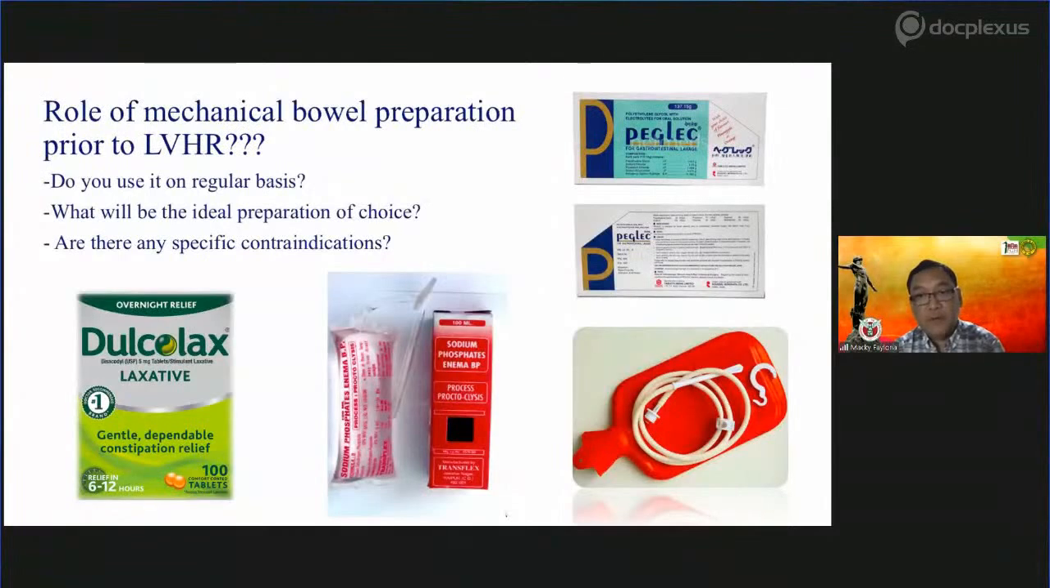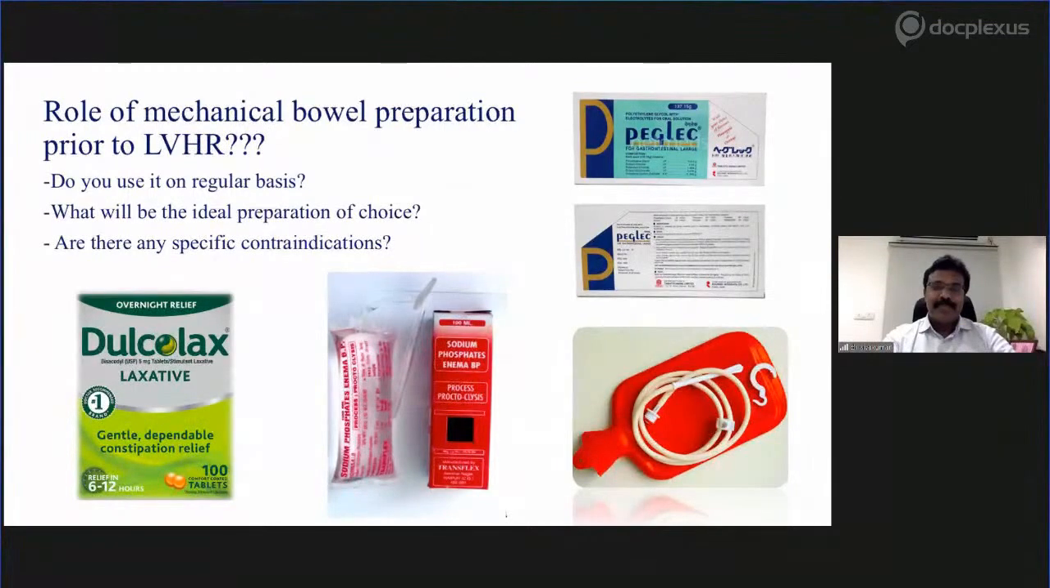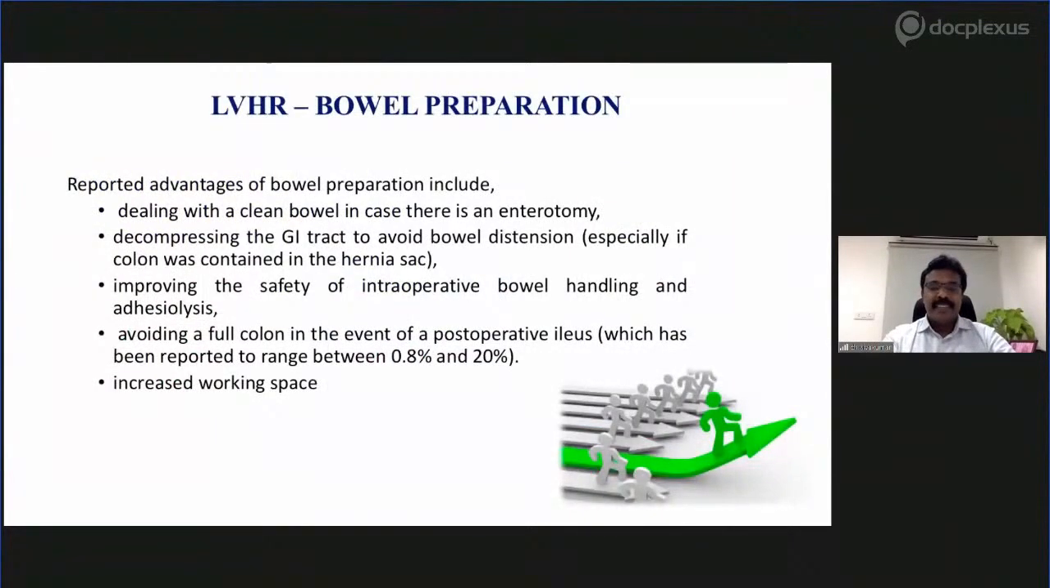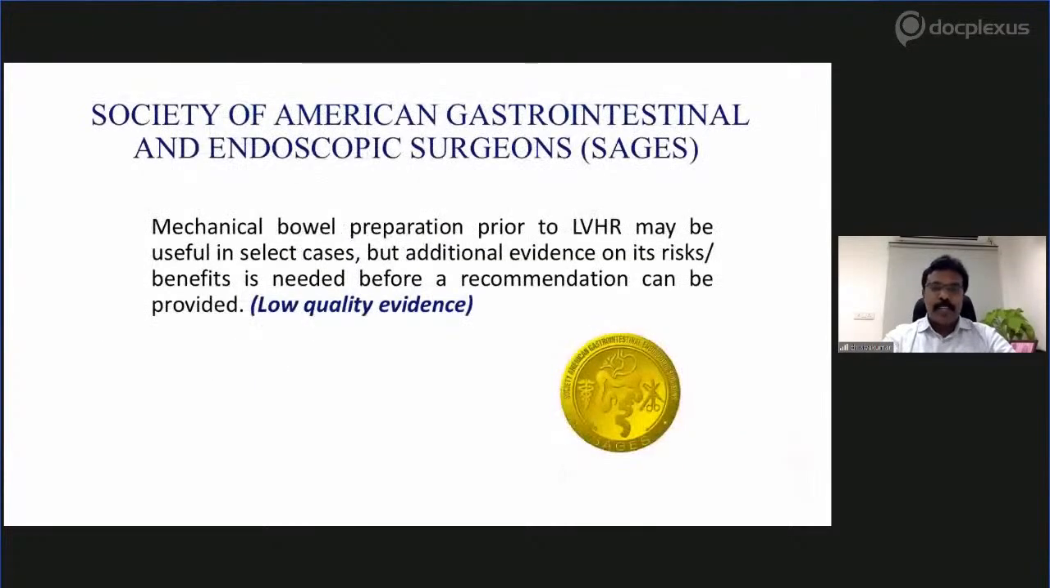Contraindication, you have to be careful with patients with renal conditions, because some may have renal effects from these different types of mechanical bowel preparations. Any other opinions, sir? If there is no other opinion, I think we can move on. But like I say, mechanical bowel preparation prior to LVHR may be useful in selected cases, but additional evidence on its risk benefit is needed before a recommendation can be provided.